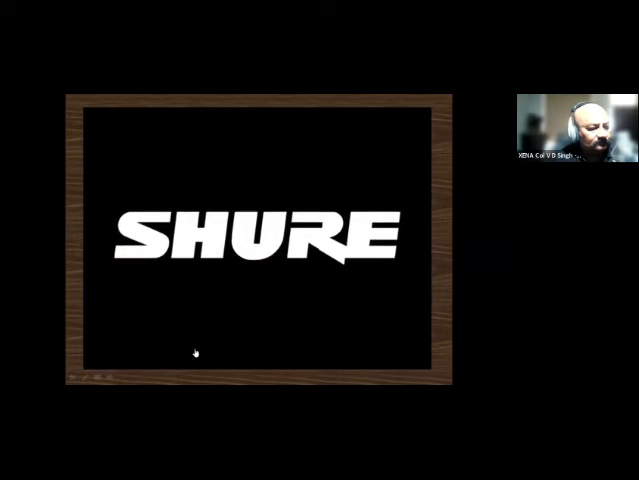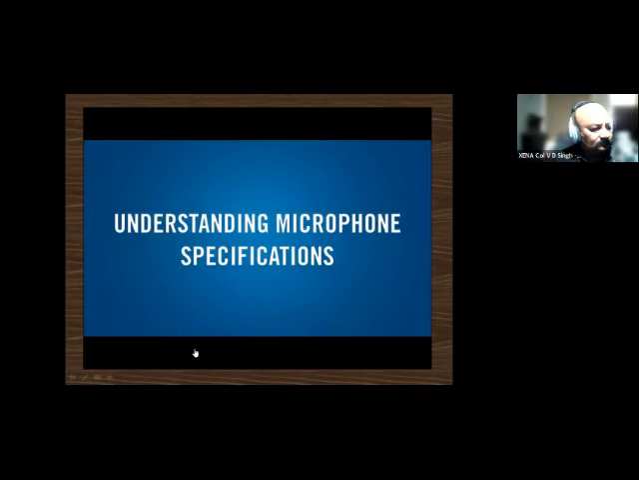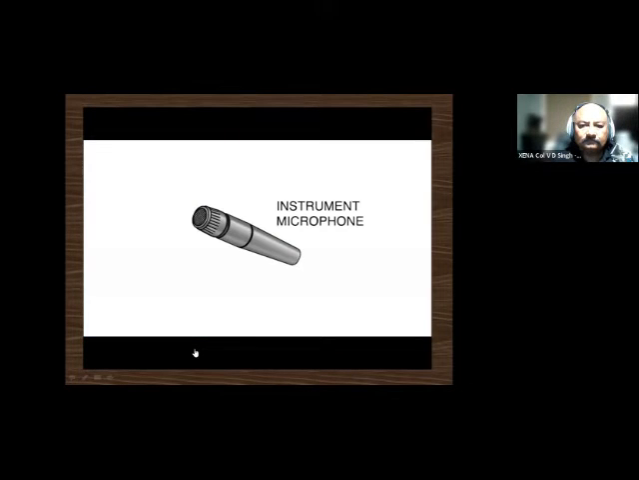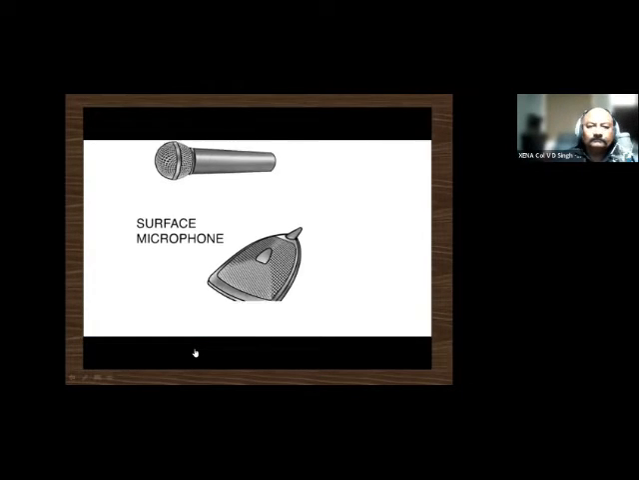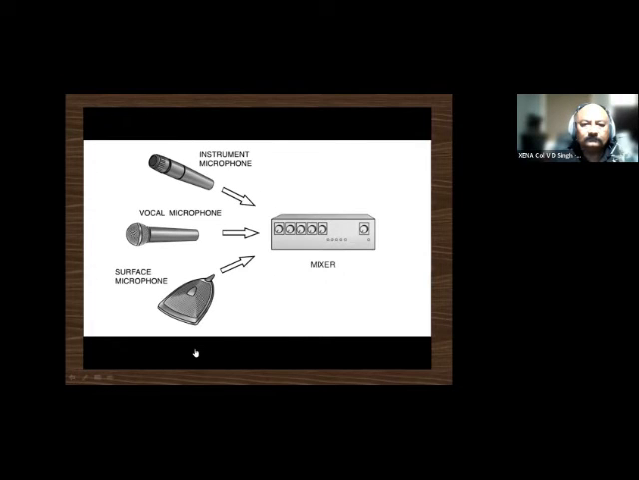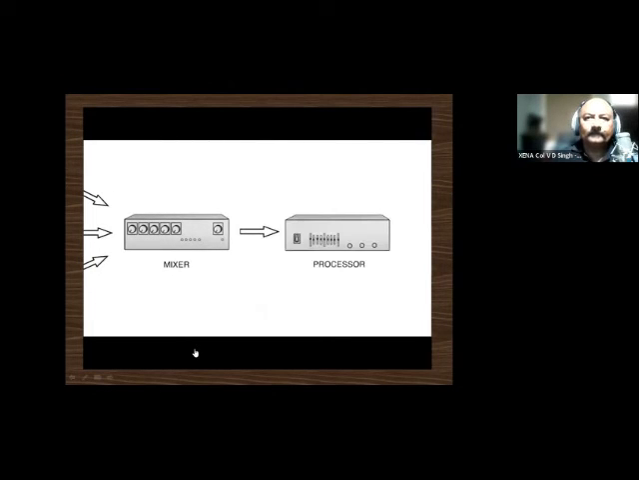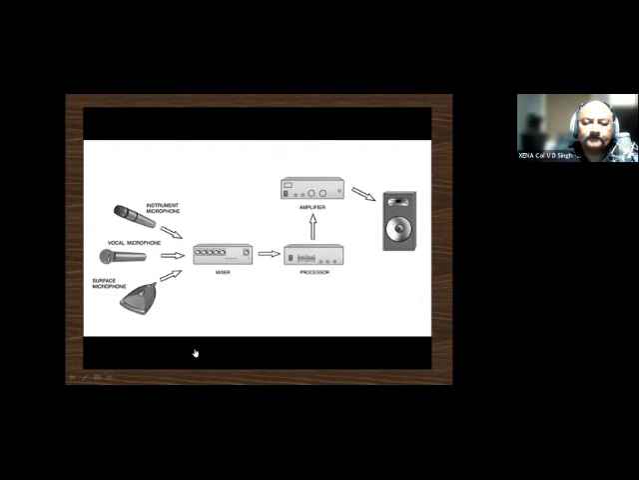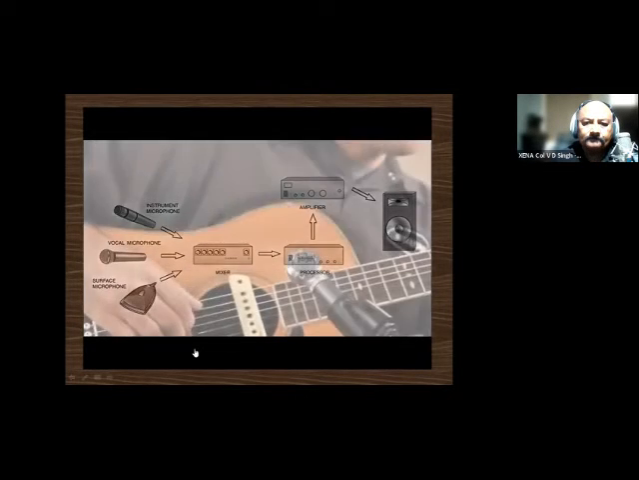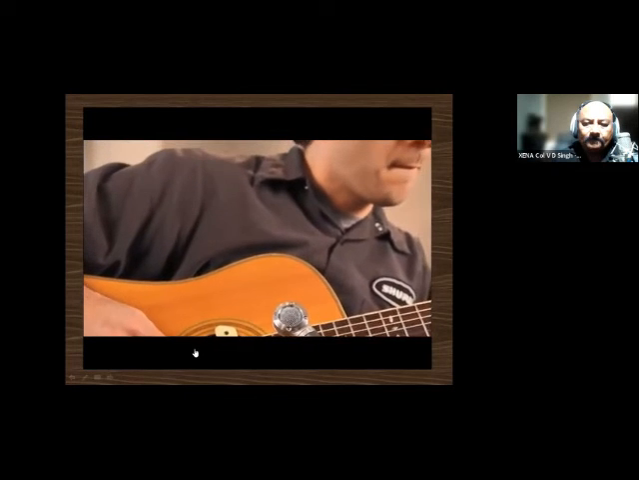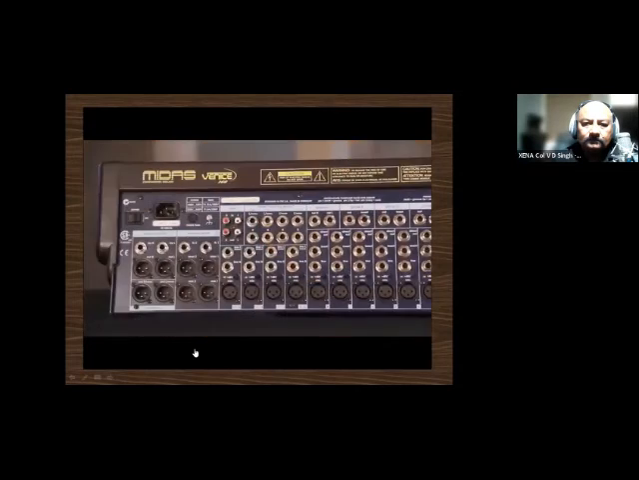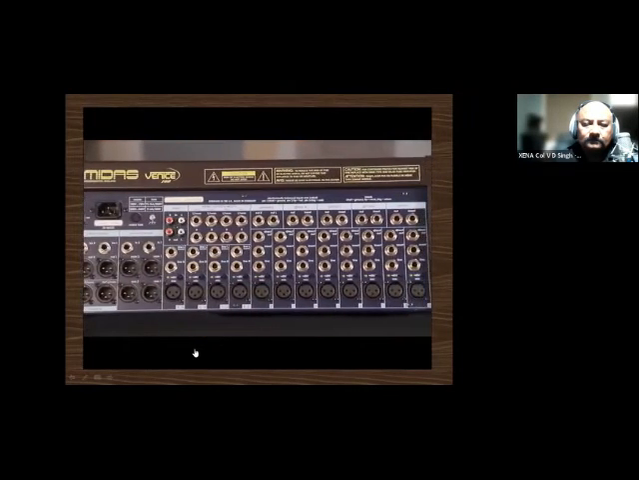A microphone's primary purpose is to convert acoustic energy, sound, into electrical energy, a signal that can be amplified, recorded, or transmitted. Because the microphone is the first link in the audio chain, it's important to choose the right microphone for the job. When choosing a microphone, you need to consider the desired sound source, whatever the mic is supposed to pick up, and the equipment that the microphone will connect to.